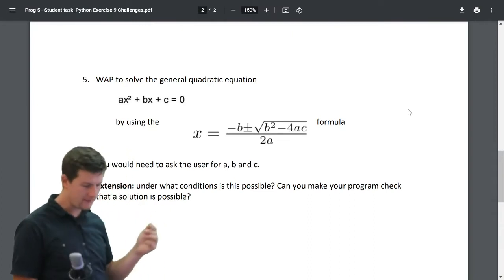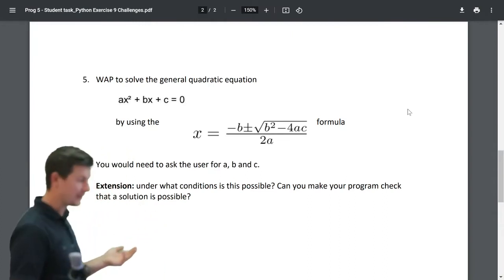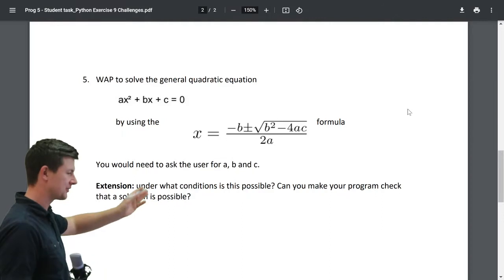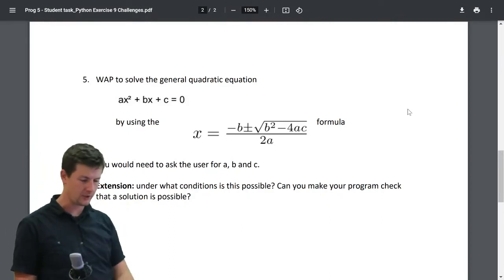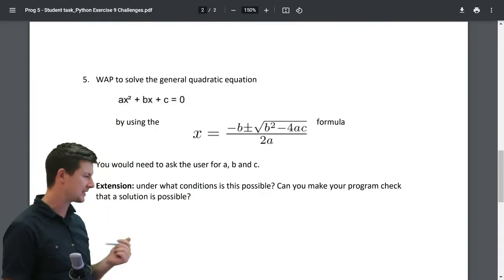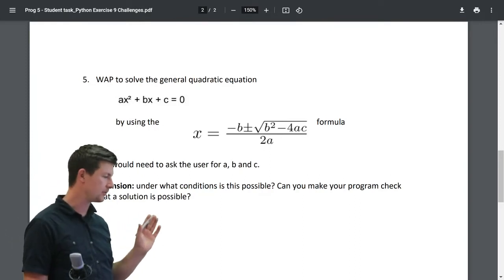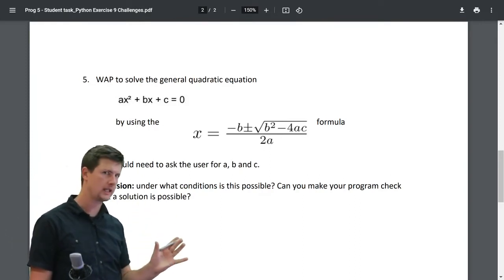We're writing a program to solve the general quadratic equation. For those of you that haven't come across this, the quadratic equation is for solving equations that fit the form ax² + bx + c = 0, right? These can be notoriously hard to solve.